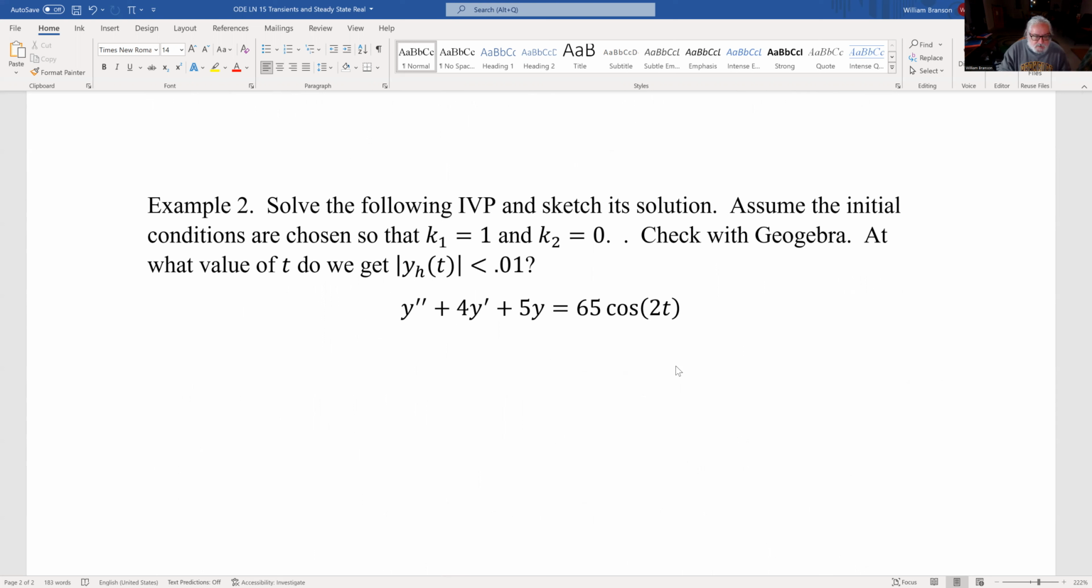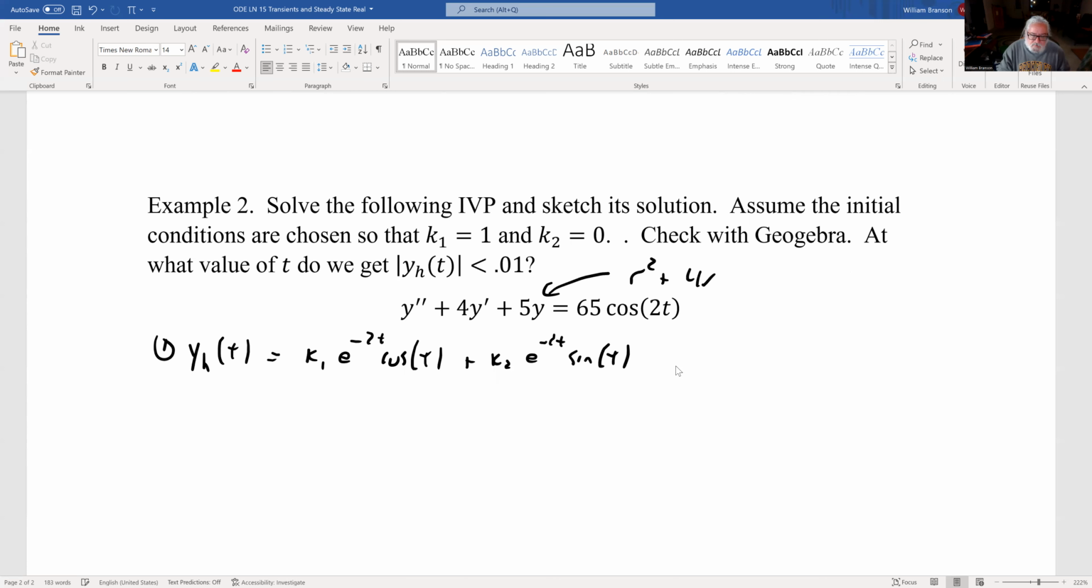Okay, so a similar case here, right? What's the solution to this? What are the two steps? One, find the homogeneous solution, and that's going to be k1 e to the minus 2t cosine t plus k2 e to the minus 2t sine t, because our characteristic equation is this, and then r equals -2 plus or minus i.